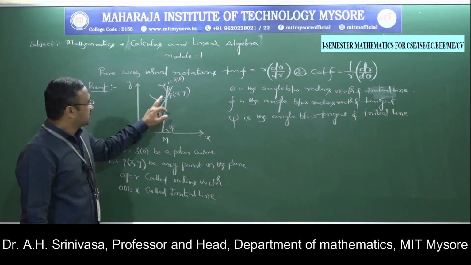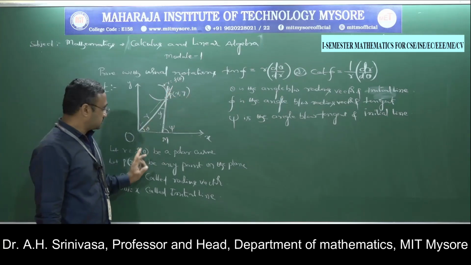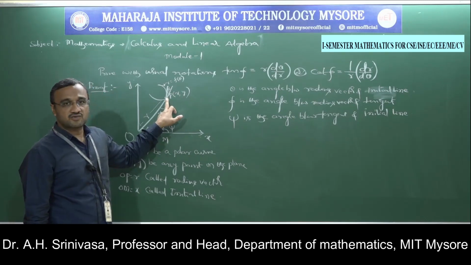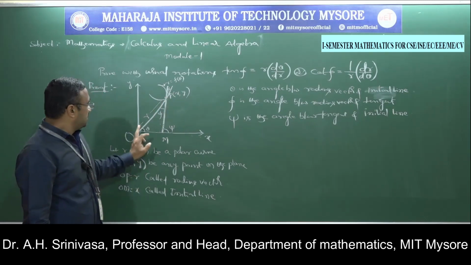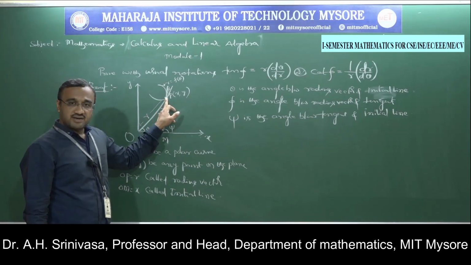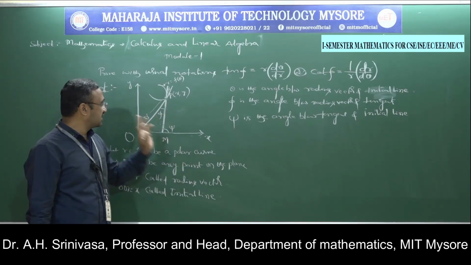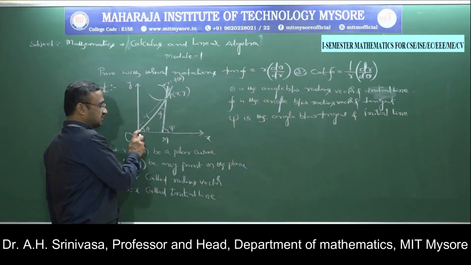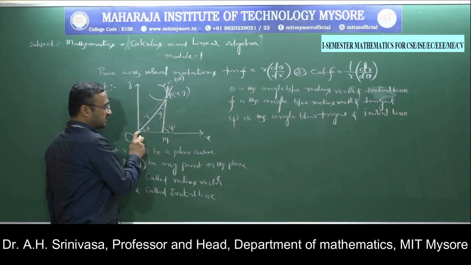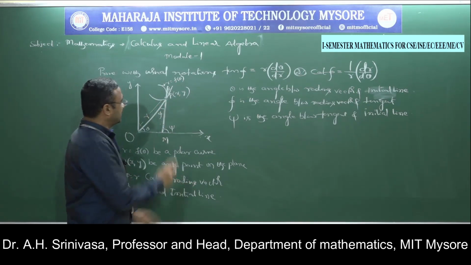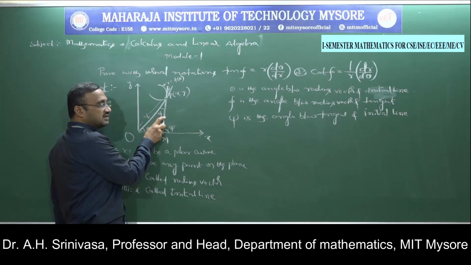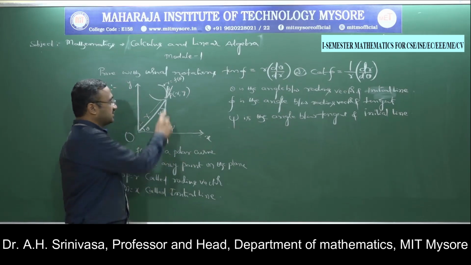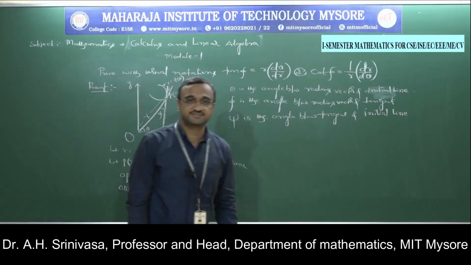Let me explain again. For a polar curve r equal to f of theta, in that polar curve, you mark one point, that is P of x comma y. Then you call this OP equal to r, called a radius vector, and OM is an initial line, and theta is the angle between radius vector and the initial line. Phi is the angle between radius vector and the tangent, and psi is the angle between tangent and initial line. Okay, this is the simple construction.